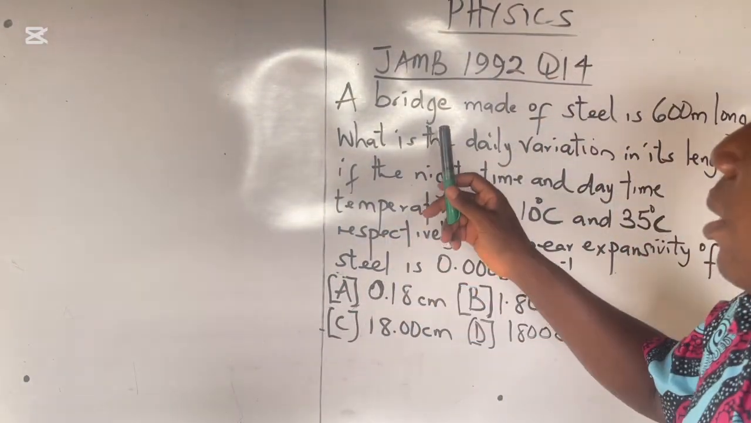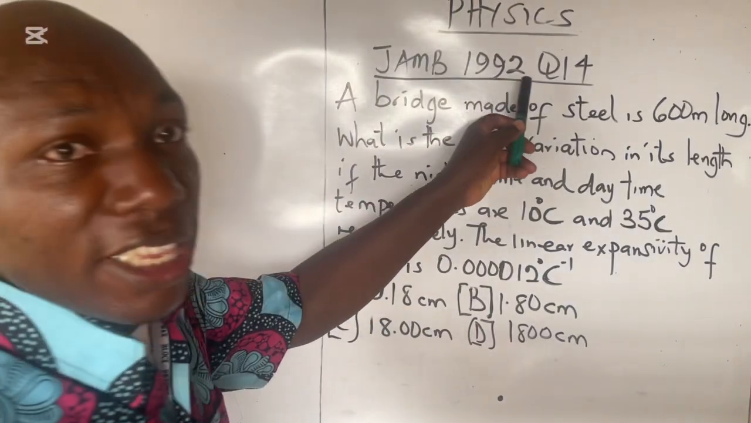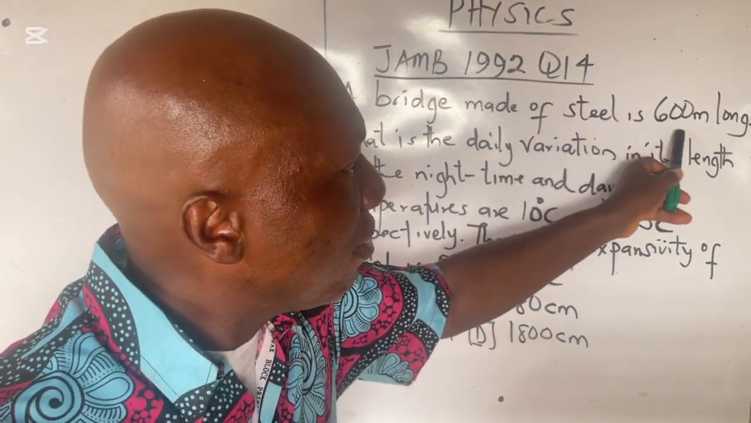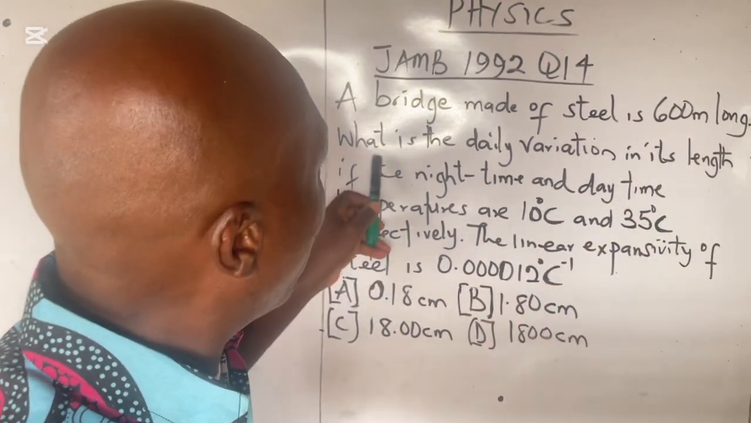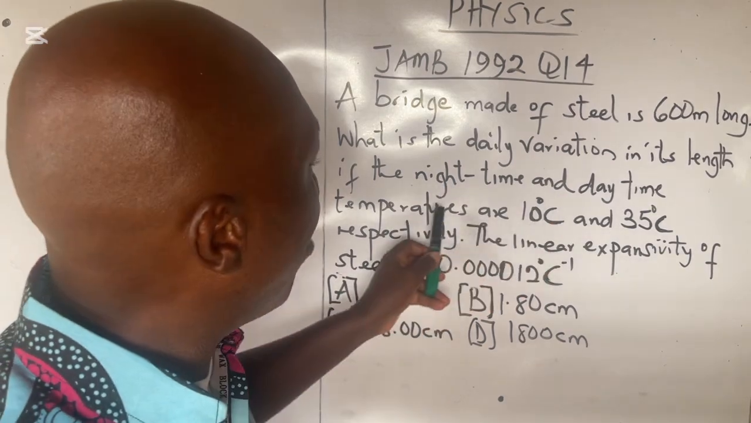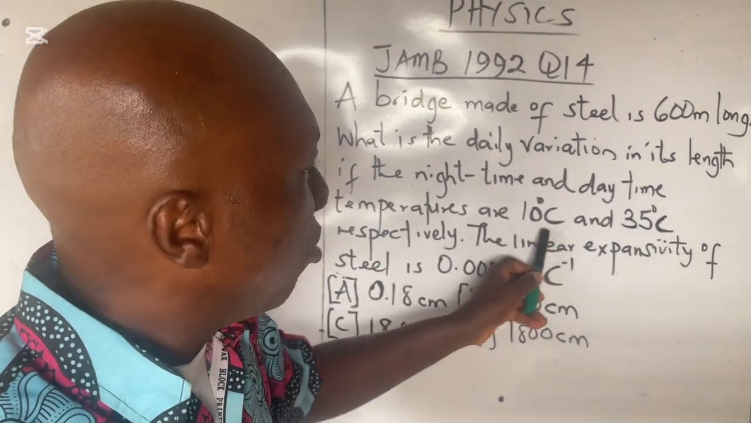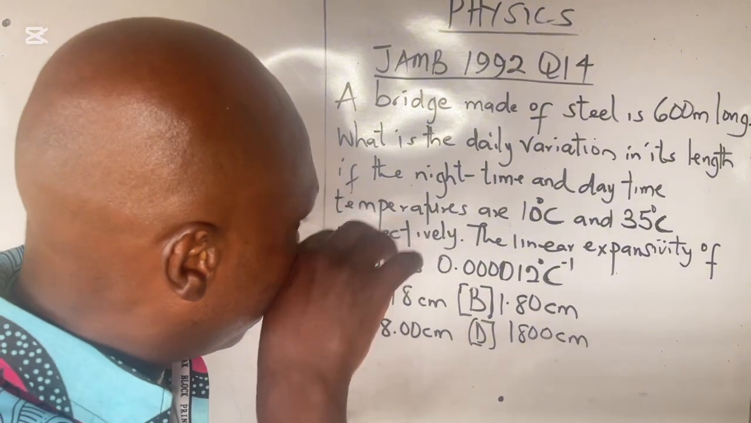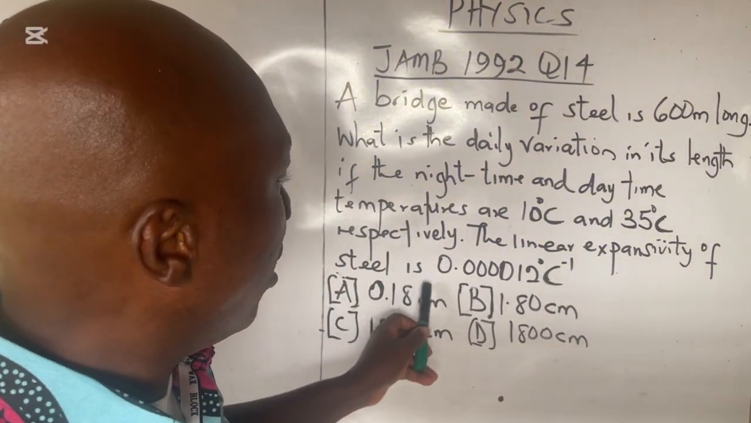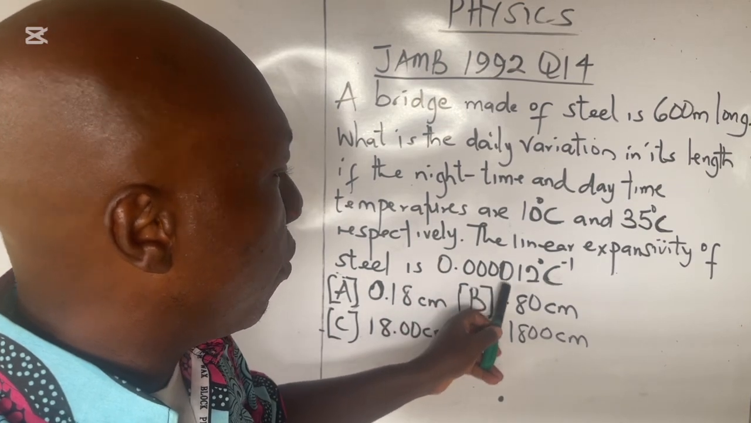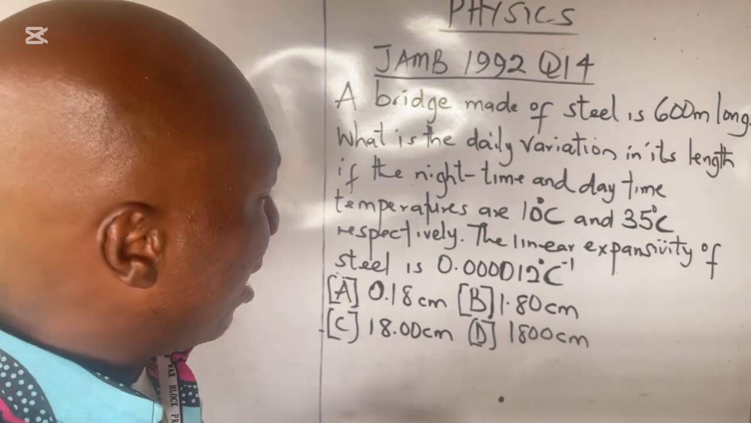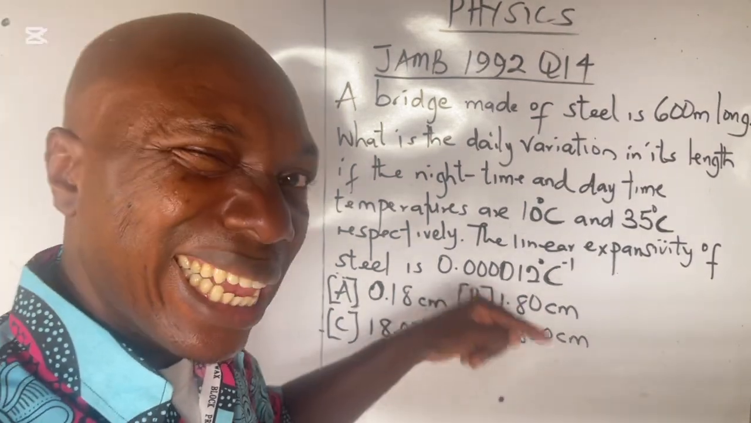We have a bridge. This is JAMB 1992 question 14. A bridge made of steel is 600 meters long. What is the daily variation in its length if the nighttime and daytime temperatures are 10 degrees Celsius and 35 degrees Celsius respectively? The linear expansivity of steel is 0.000012 per degree Celsius. And we are given the options here in centimeter.